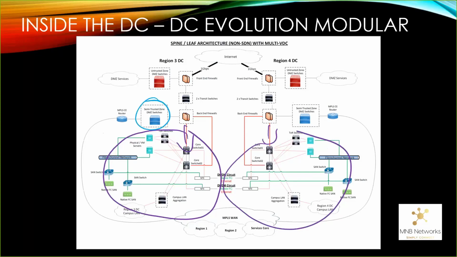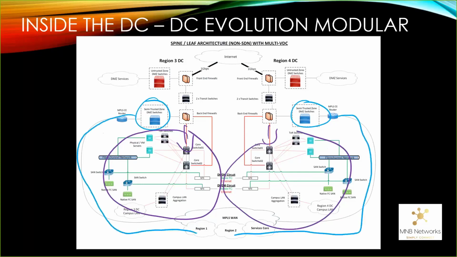Here we have like a semi-trusted DMZ. The reason that it's semi-trusted is it's still private connectivity, but it goes into the global wide area network. So this is, you know, like remote sites coming from different regions and having to get into the data center.